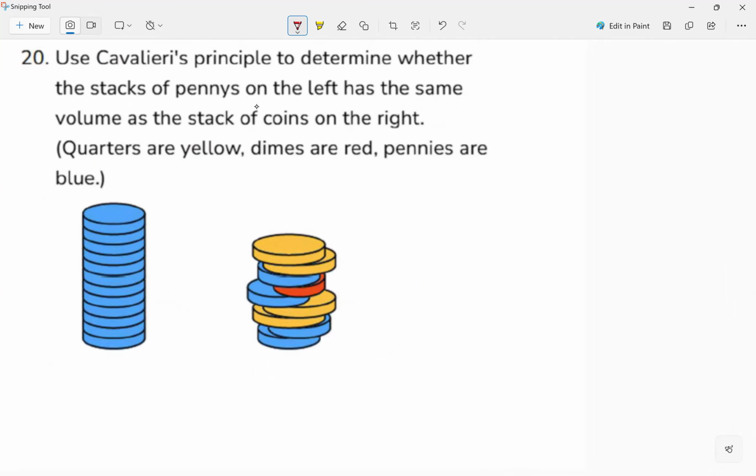Use Cavalieri's principle to determine whether the stack of pennies on the left has the same volume as the stack of coins on the right. Quarters are going to be yellow, dimes are going to be red, and pennies are going to be blue. Well, to be honest, in this case, I don't really need to count how many coins there are in each stack. I see the coins are different.